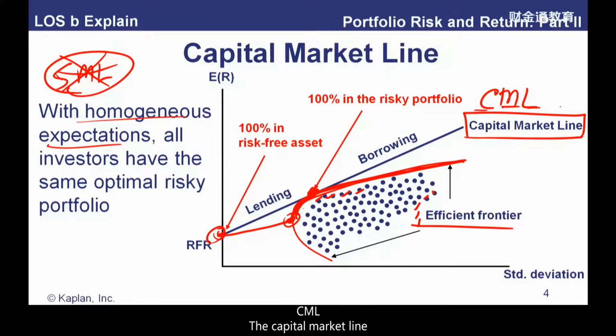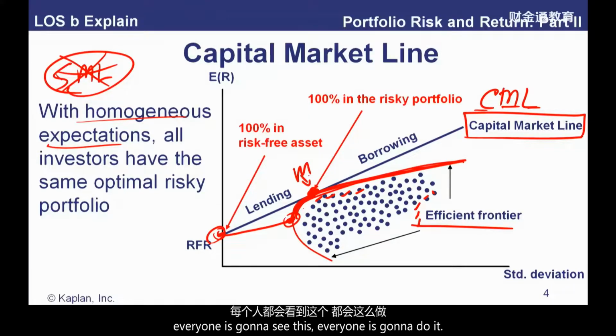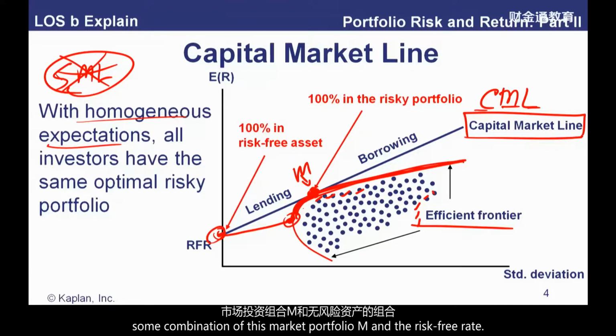The slope of the capital market line is going to be the Sharpe ratio of the market, okay? And this is what we're going to call portfolio M. So that is the market portfolio. If we have homogeneous expectations, everyone's going to see this, everyone's going to do it. So everyone is going to invest in some combination of this market portfolio M and the risk-free rate.